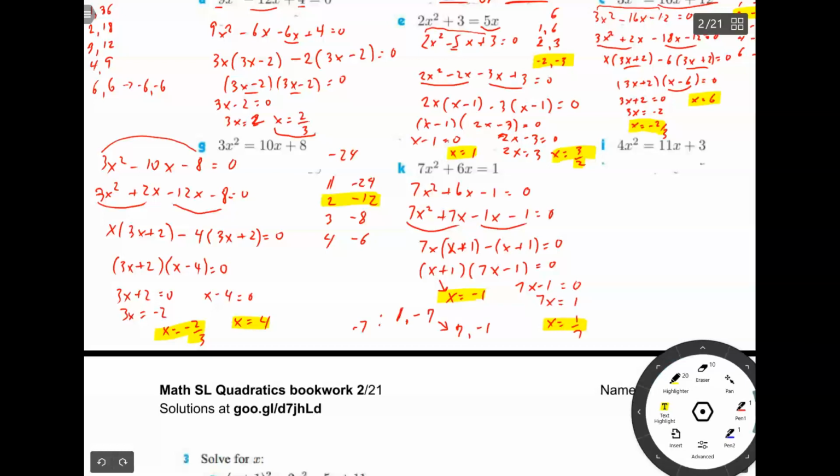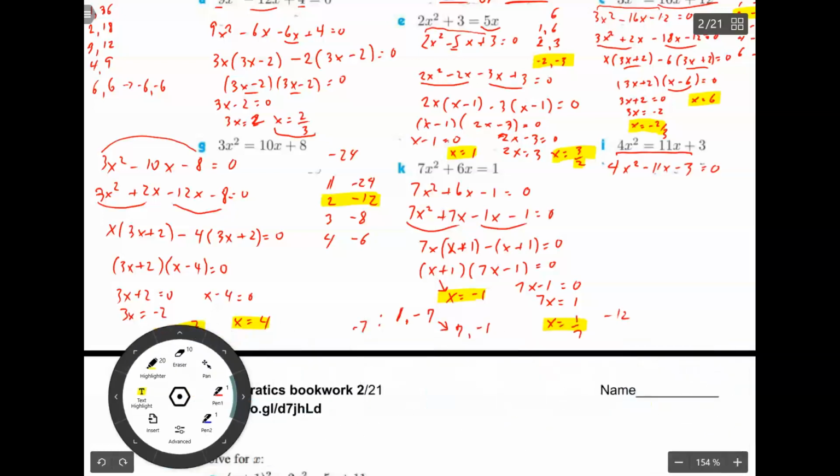Last one. Again, first step, move everything to the left side. Set the right side equal to 0. And then we're going to multiply together 4 and negative 3, and we get negative 12. What are the possible factors when you have negative 12 as your a times c? It would be 1 and negative 12, or vice versa. 2 and negative 6, vice versa. 3, negative 4, and vice versa. Do any of those add up together to get negative 11? This one does. So we can replace the negative 11x with that.